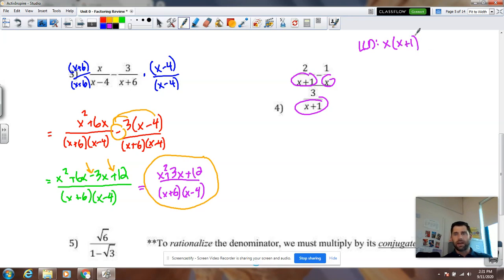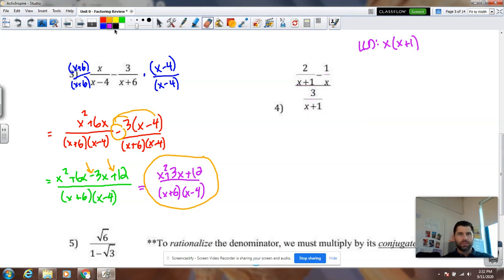All right, notice it's not x plus 1 twice. It's not 2 of those. All I need to do is basically the bare bones to cover all my bases. I have one x plus 1 term. It just happens in 2 spots. So my lowest common denominator is just x plus 1.